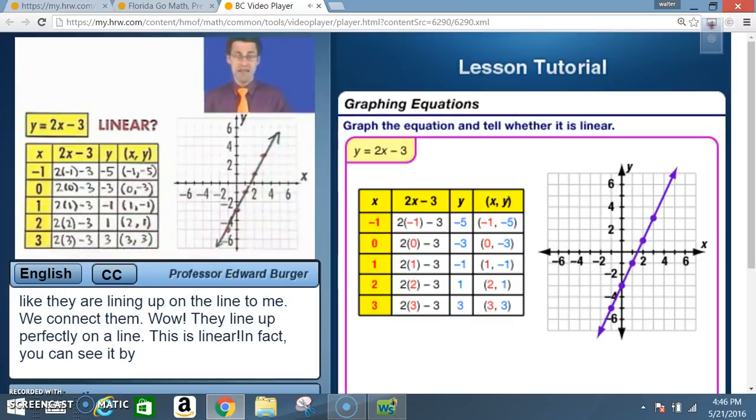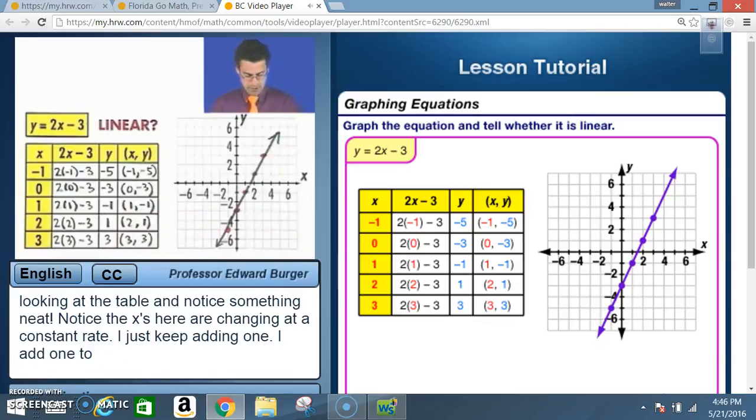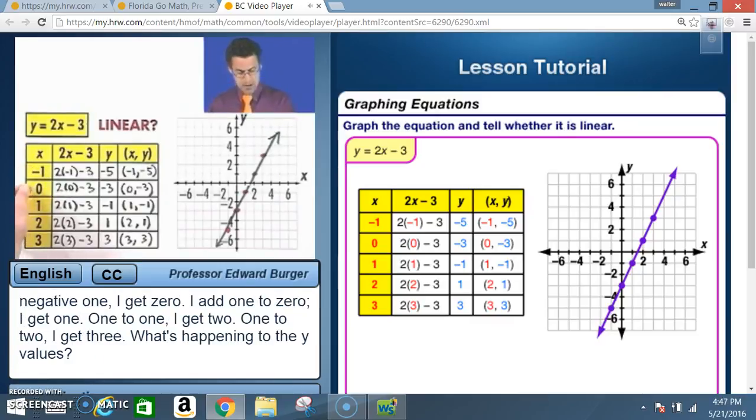This is linear. In fact, you can see it by looking at the table, by noticing something neat. Notice that the x's here are changing at a constant rate. I just keep adding 1. I add 1 to -1, I get 0. I add 1 to 0, I get 1. 1 to 1, I get 2. 1 to 2, I get 3.